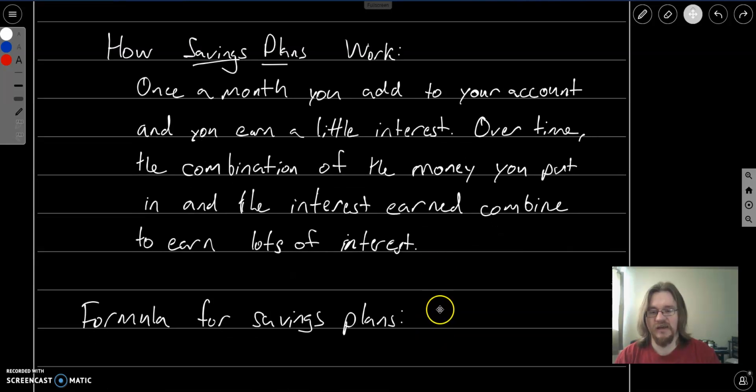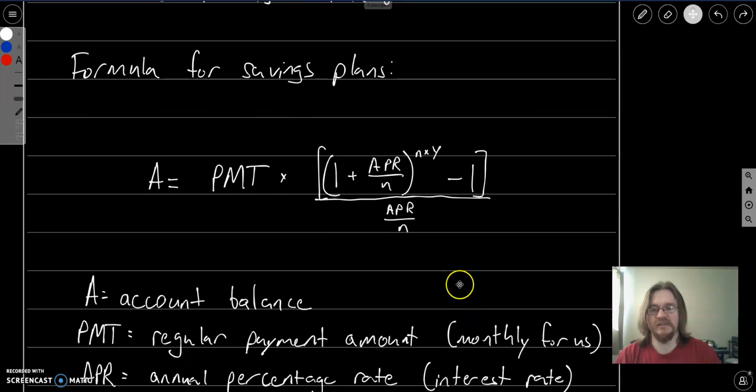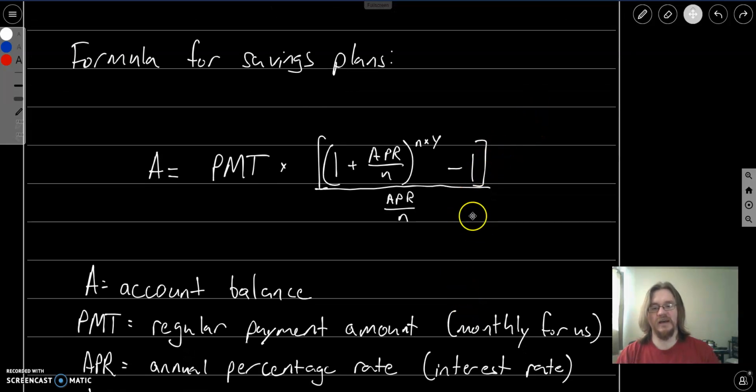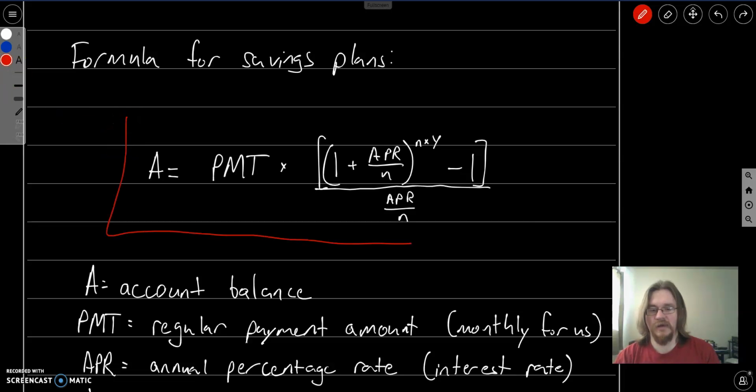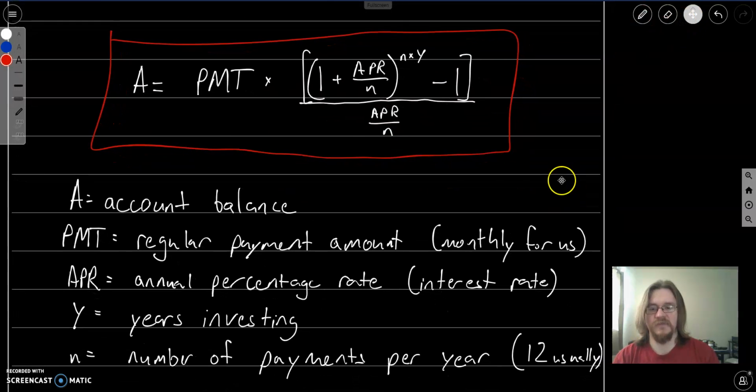So let's take a look at the formula for this, and I'll apologize in advance. This is a big formula. It's one that I wouldn't expect you to memorize. It is one that I would expect you to write down in your notes to use either in the homework or on an exam. So here is the formula. Some of these terms we've already seen. So let's take a look at this. A is the amount that's in the account after some time. So this is just the account balance, just like before.